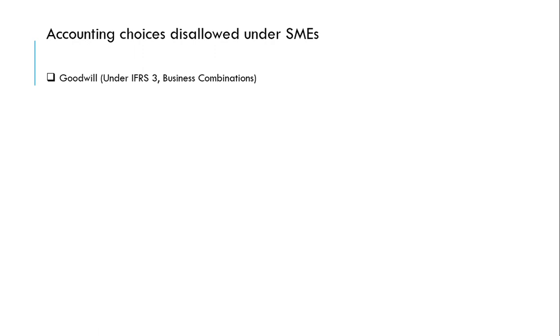Firstly, goodwill. Goodwill is always recognized as the difference between the cost of the business combination and the fair value of the net assets acquired. In other words, the fair value method for measuring the non-controlling interest is not available. For impairment and amortization of goodwill, goodwill is amortized over its useful life.